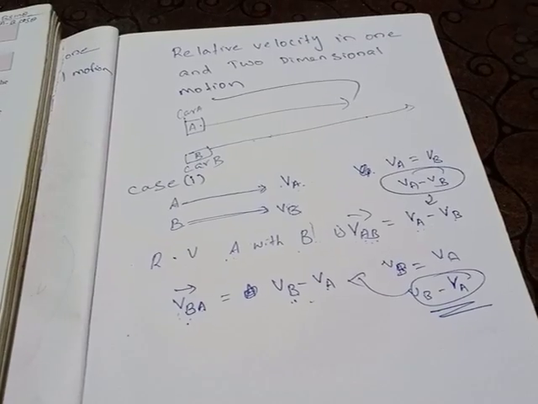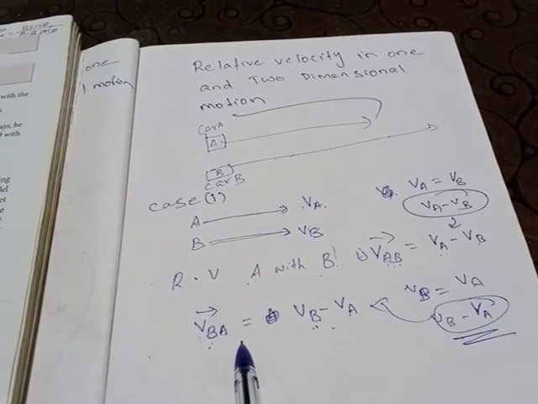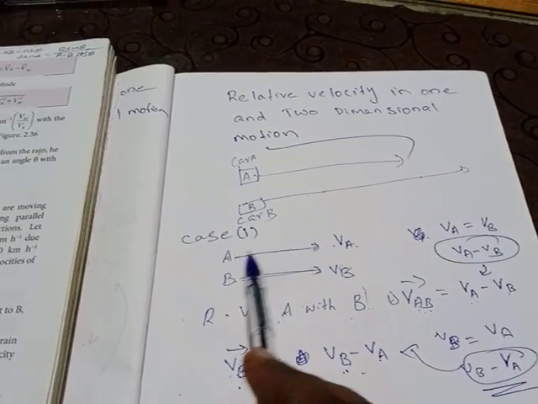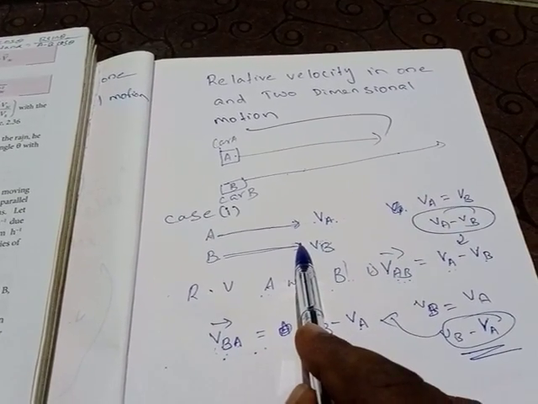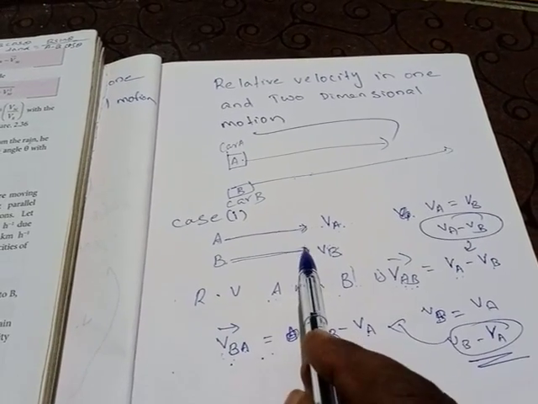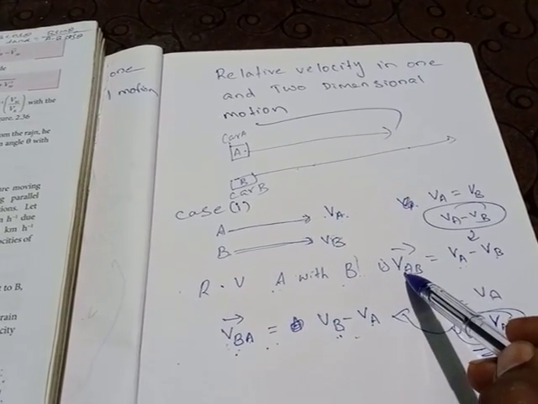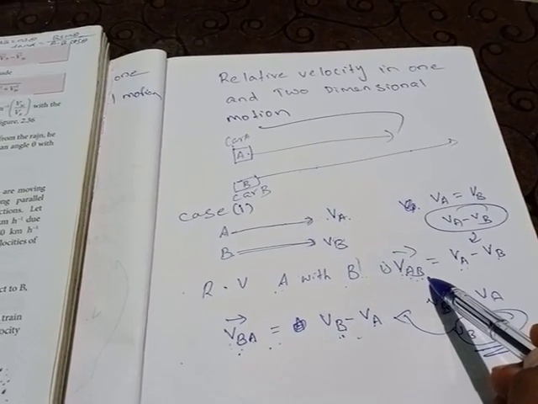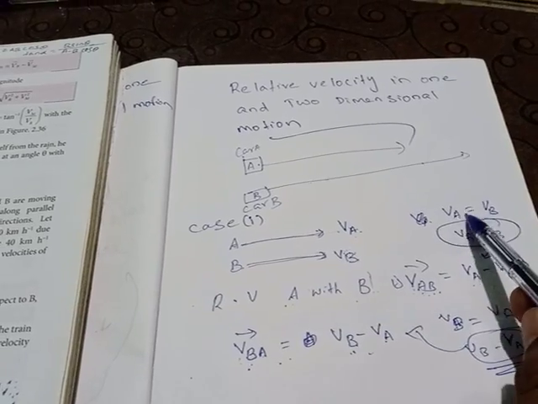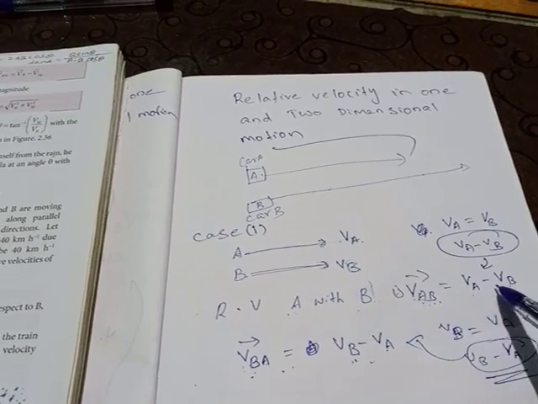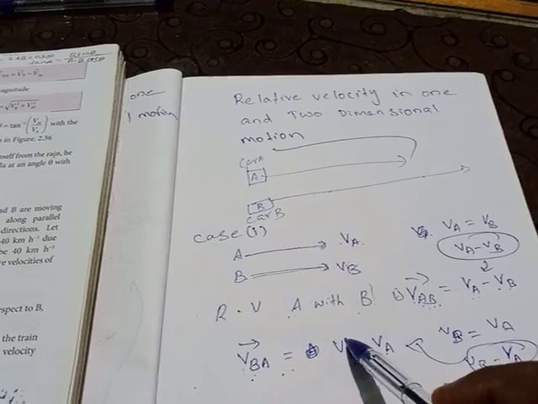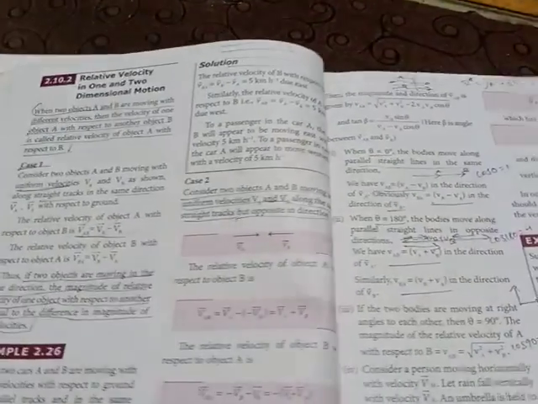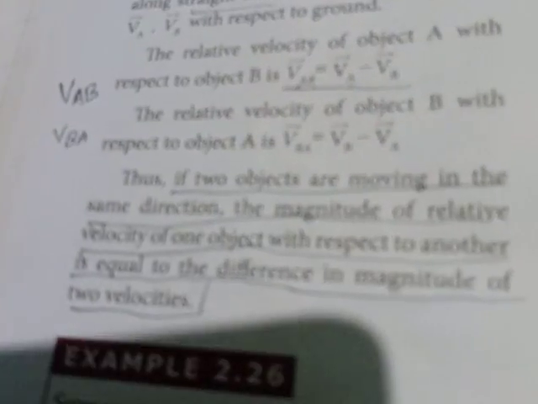Now how can you define this? Two objects are moving in the same direction. The magnitude of the relative velocity of one object with respect to another object is equal to the difference in magnitude of the two velocities. This you have to write.